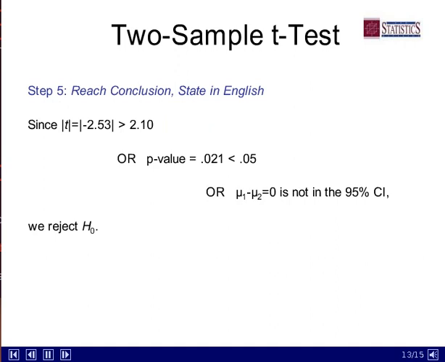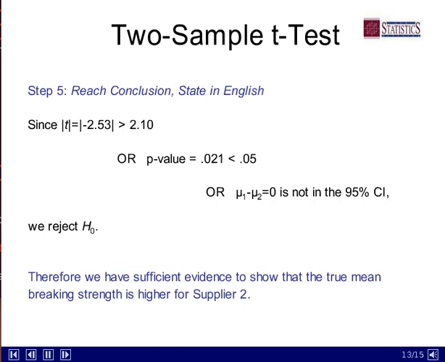So finally, let's reach a conclusion. Since t of 2.53 in absolute value is bigger than 2.1, our critical value, or if we actually found the p-value from our example, we would find that that's 0.021. Since that is less than the 0.05, or since the zero target value is not in our confidence interval, since it was all negative, all of this leads us to reject the null hypothesis. So therefore, there is sufficient evidence to show that the true mean breaking strength is higher for supplier 2.